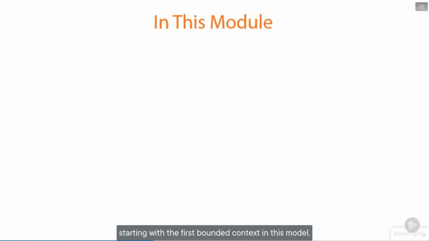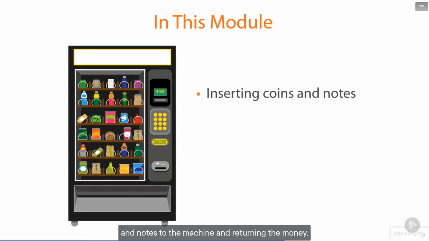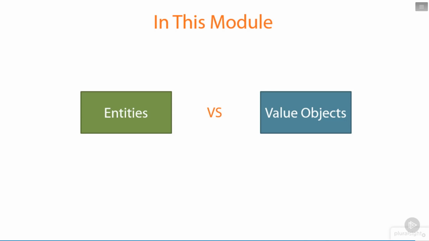In this module, we will begin the actual development process. We'll start off with the basic functionality for our model of a snack machine, inserting coins and notes to the machine and returning the money. You will see how entities differ from value objects and learn the best practices for working with them.